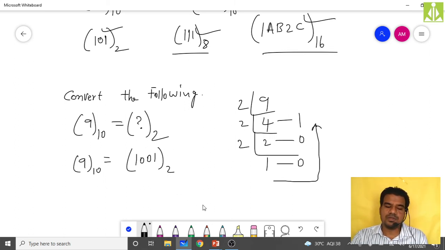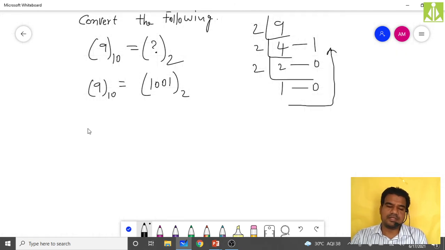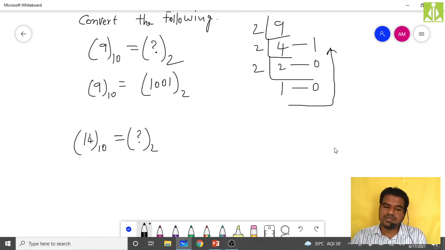Okay. Take another example. Take the number 14 in decimal and convert this 14 into binary. How can we do it? Same as before. Once again, 14 to the base 10, take the division with 2. So 2 sevens it will go, isn't it? 2, 7, 14. And what will be the remainder? Remainder is 0.